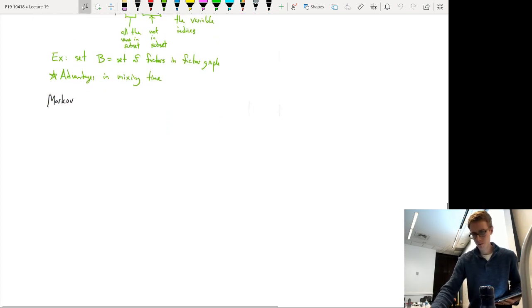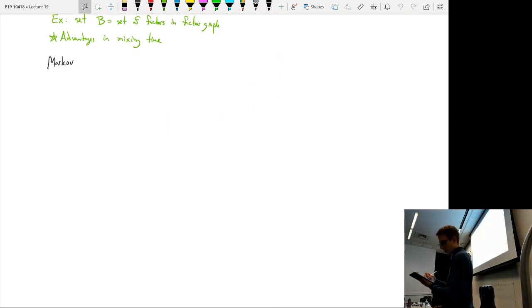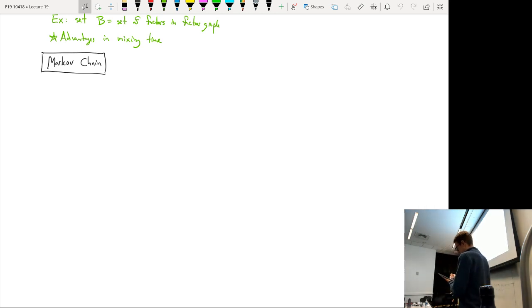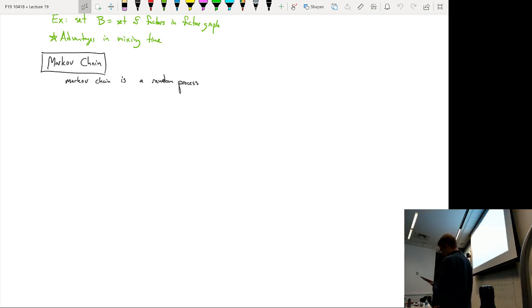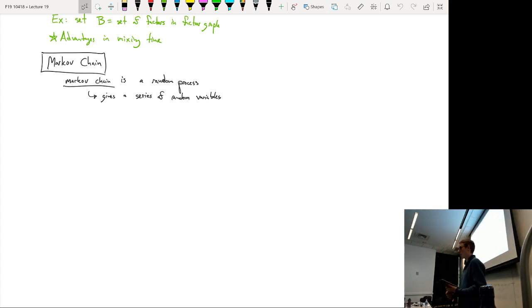So a Markov chain is sort of the building block for these algorithms. And we say that a Markov chain is a random process. Okay, and what that means is that it gives a series of random variables. So a random variable can give you a set of samples from that random variable, but they'll be independent terms. A random process gives you a sequence of random variables that might be correlated in some way.